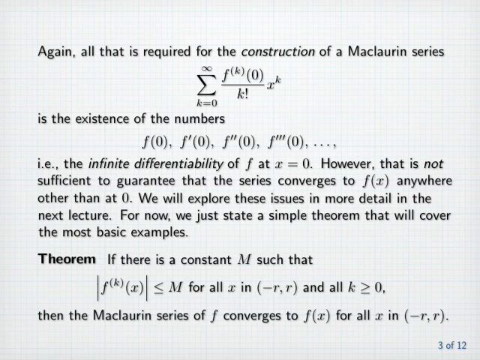Think of the hypothesis of this theorem as follows. If we were to graph f along with all of its derivatives over the interval from -r to r, it would be possible to draw a horizontal line above all of those graphs as well as a horizontal line below all of those graphs. Example: Let f of x equal e to the x.